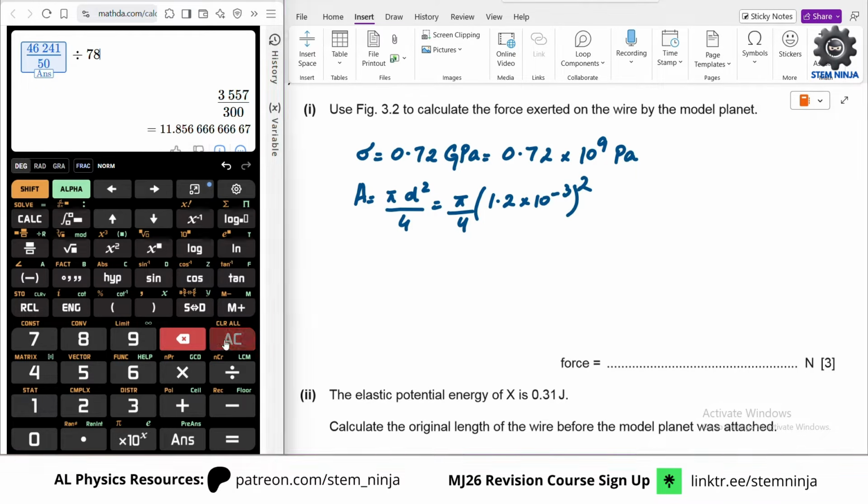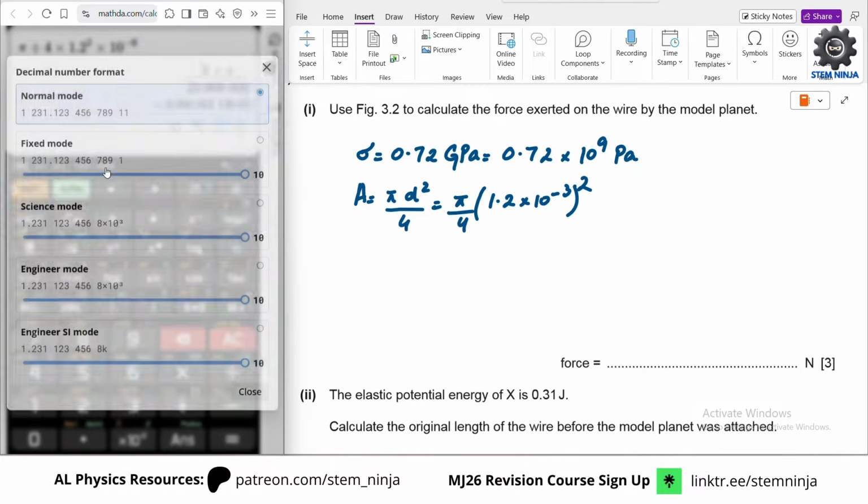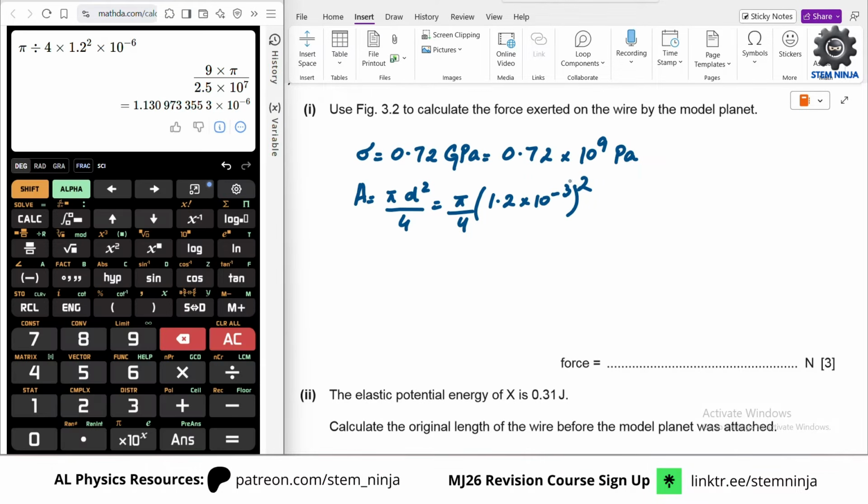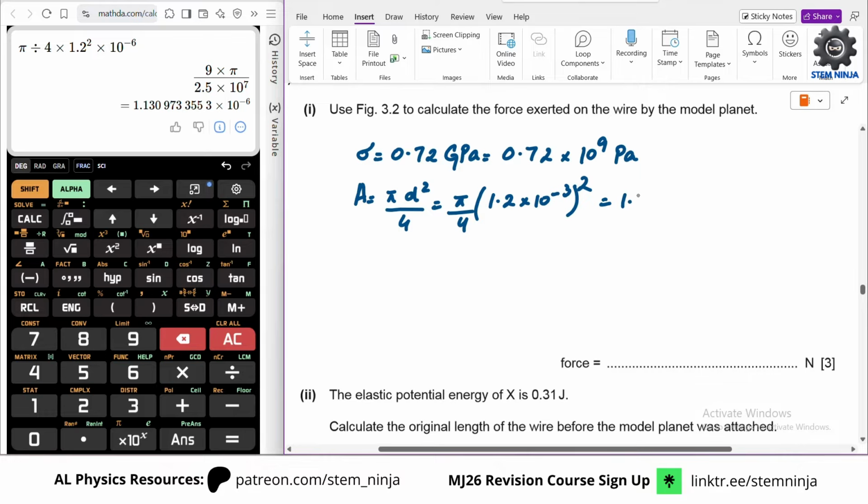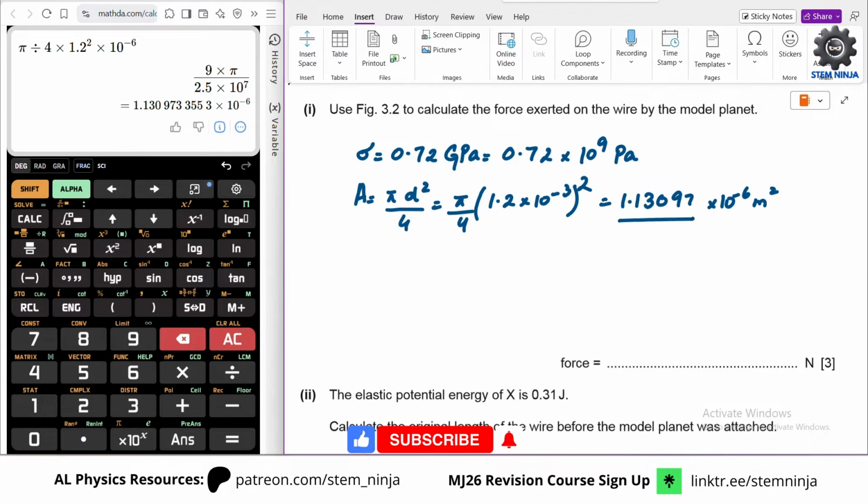Whole square. Okay, so let's calculate that. Pi divided by 4 times 1.2 whole squared times 10 raised to the power minus 6. So we get this. Let's write it in the standard form. You have 1.13097 times 10 raised to the power minus 6 meters squared. Right, okay. We're using more decimal places or more significant figures because this is not the final answer.